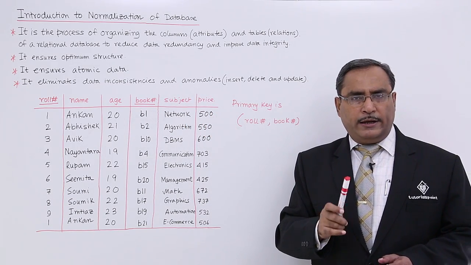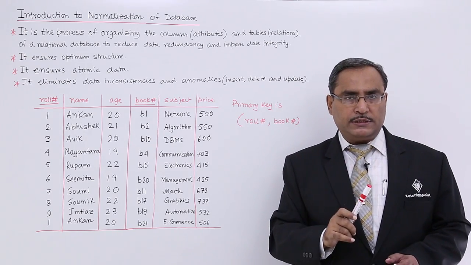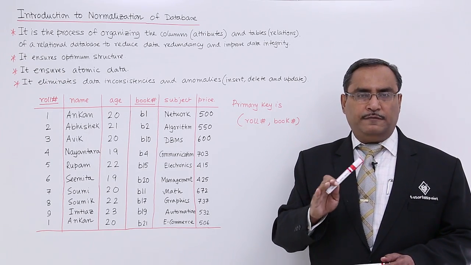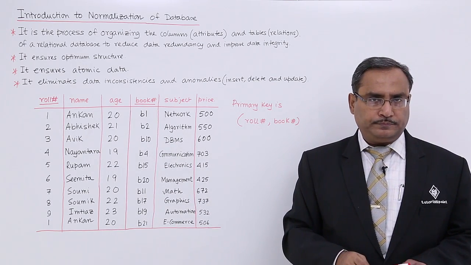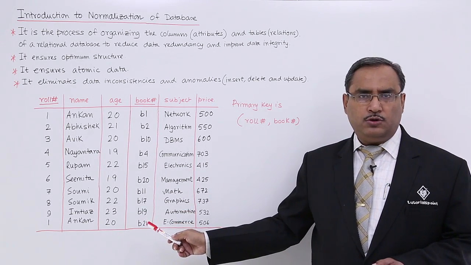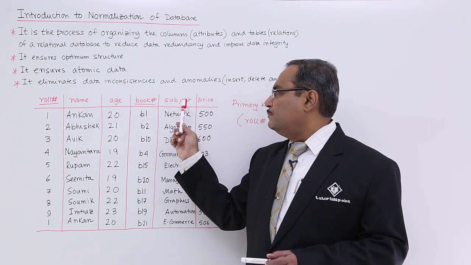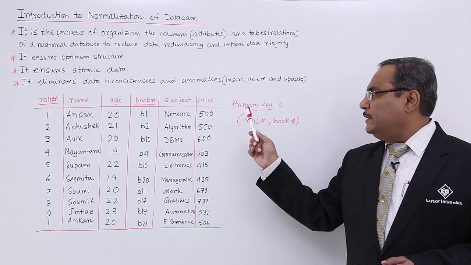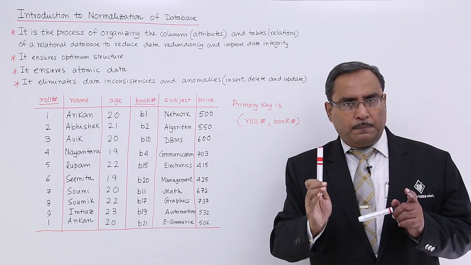Here we are having 3 kinds of anomalies. They are insert, delete and update operations. So, these anomalies or difficulties we can easily explain through this particular relation. This is one relation given to us, and it is having roll number, name, age, book number, subject and price, and it has been told that the primary key is roll number, book number, that is a composite key.